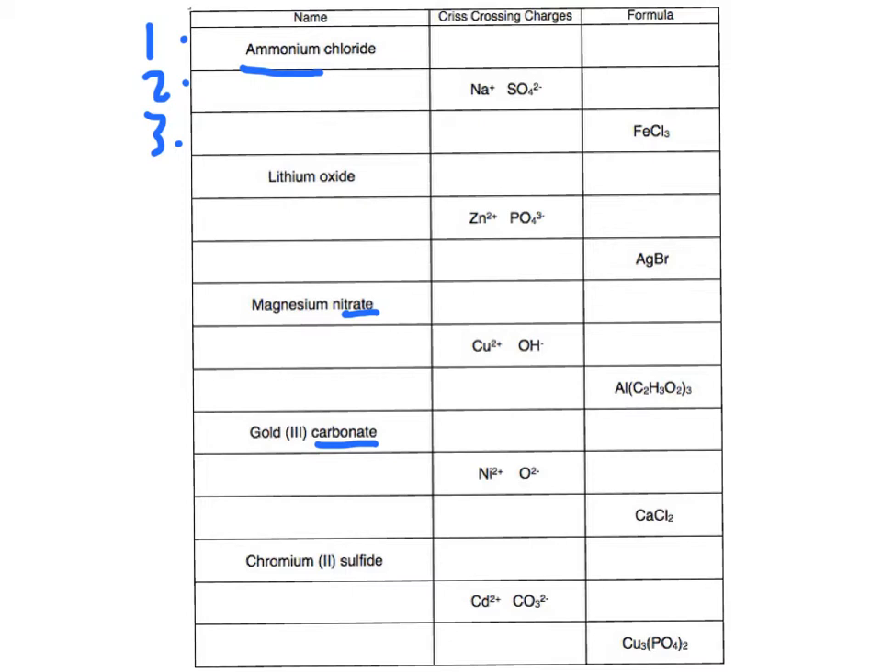Alright, so ammonium. What is ammonium? Hopefully you remember it is NH4 with a plus. What is chloride? That is Cl with a minus. So when I crisscross my charges, I have a plus 1, I have a minus 1. They already cancel out, and I end up with my final formula being NH4Cl. No parentheses are necessary because I'm not putting a subscript next to NH4. So it's just NH4Cl.